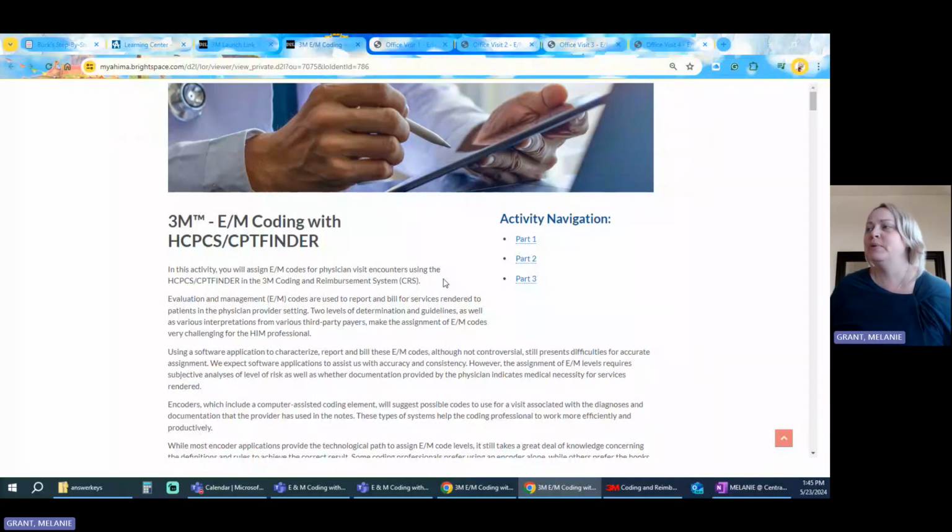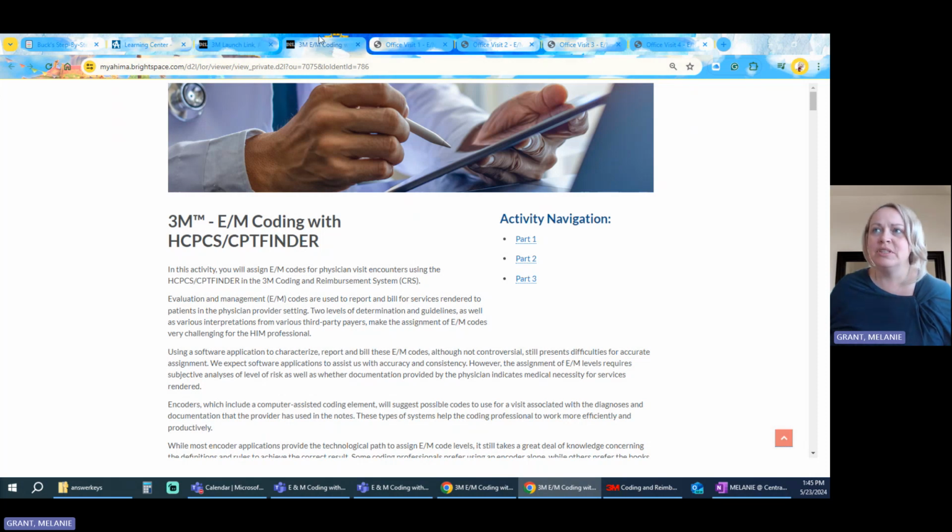Okay, so the first thing we want to look at, I'm going to be using a couple of resources this week. We're looking at our E&M coder with HCPCS and CPT Finder from 3M, which is part of the AHIMA VLab technology and resource tool. If you don't have access to this, do not worry. But we're going to use this in order to kind of go over how we select E&M coding.